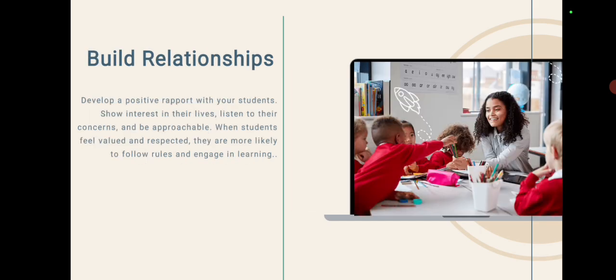2. Build relationships. You need to find a way to build rapport with your learners. You need to ensure that you are approachable as a class manager. You need to also ensure that the learners feel very valued and respected. Building a healthy relationship with your learners goes a long way to help you manage your class effectively.